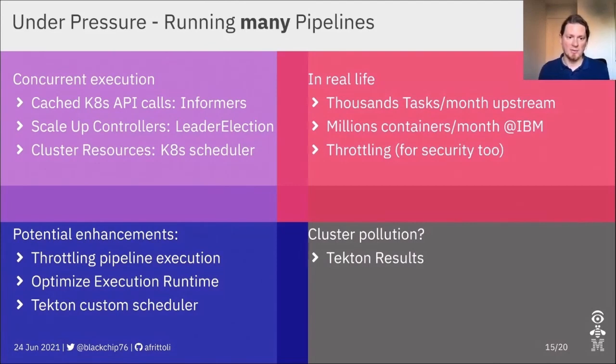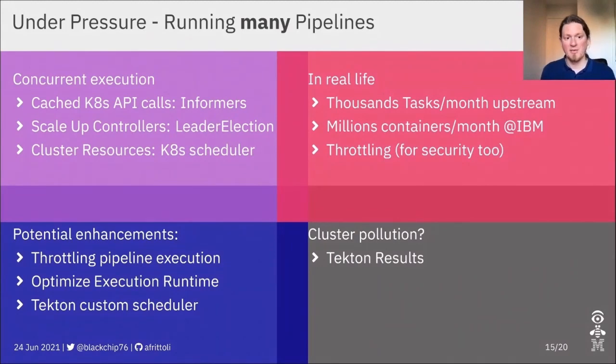Secondly, we allow for scaling up all of our controllers. We use a mechanism called leader election. So even for cases like the Tekton controller, where there are resources that need to be reconciled, we can scale up and have multiple instances of the controller, and they will not step on each other, and they are able to share the load.